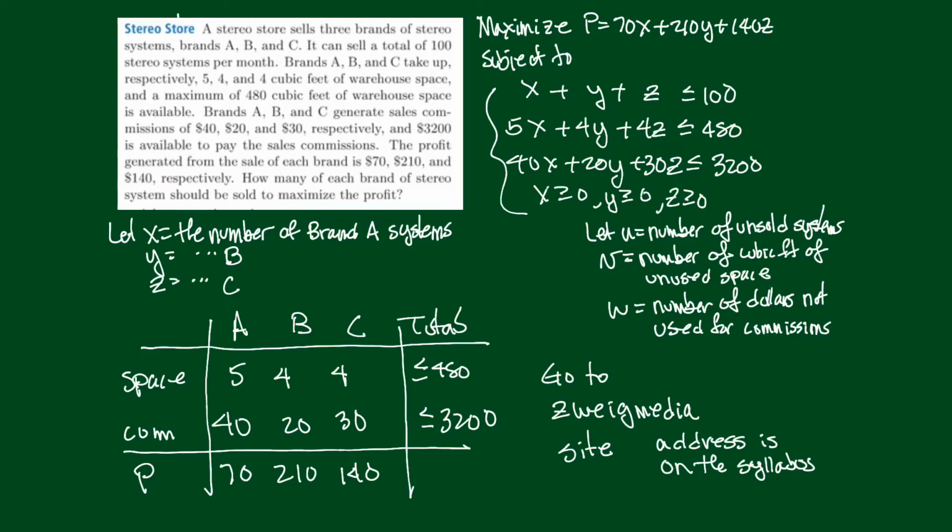We're going to solve this using our Zwig Media site technology. So the address is on the syllabus. Go there and that will take you to this screen. This is the home screen for this. So in this field here, you're going to type your linear program. We're okay with decimal and we're okay with 6 significant digits. So we're ready to start typing.